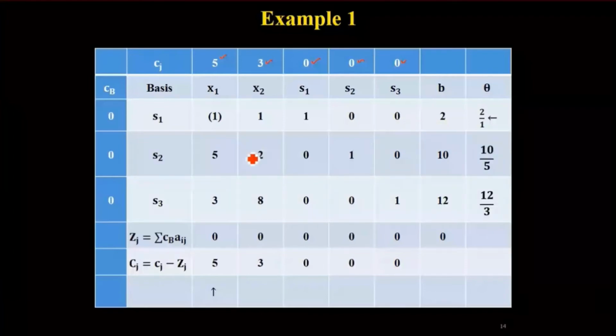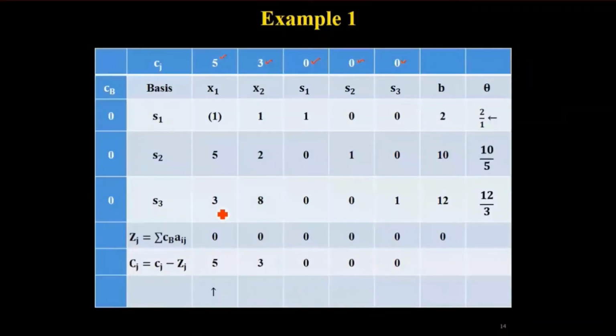Then the b right side vector. Similarly for the second equation we write 5, 2, 0, 1, 0, 10. For the third equation we have 3x1 + 8x2 + 0s1 + 0s2 + s3, that is why we write the coefficients 3, 8, 0, 0, 1 = 12, okay. So we have to write it in this way.